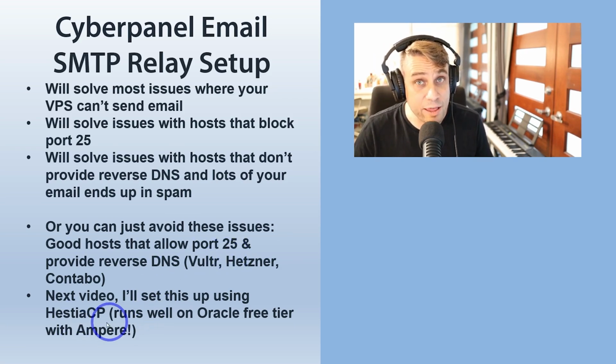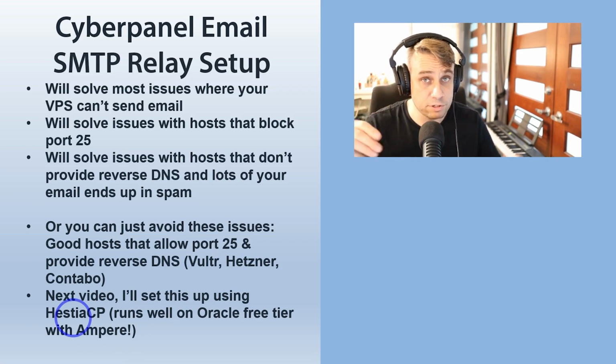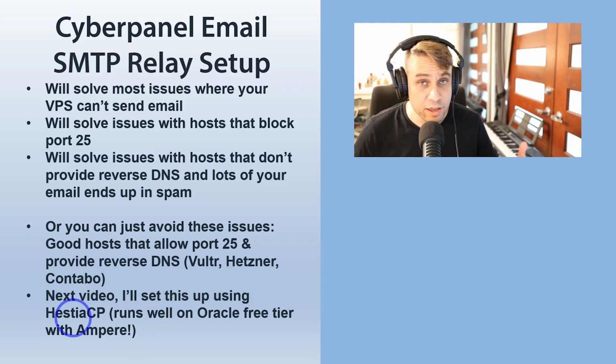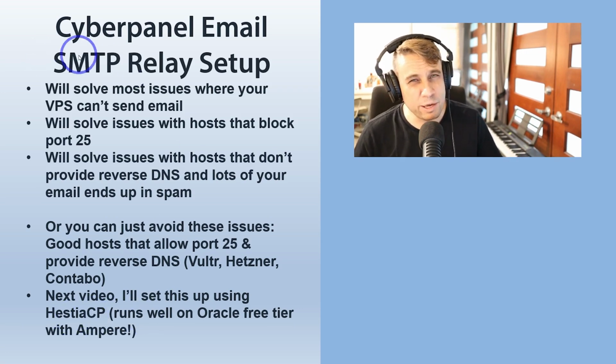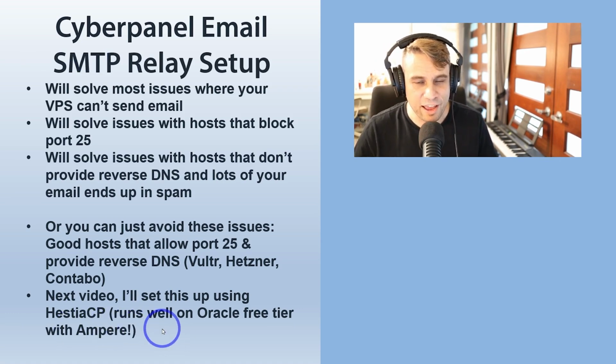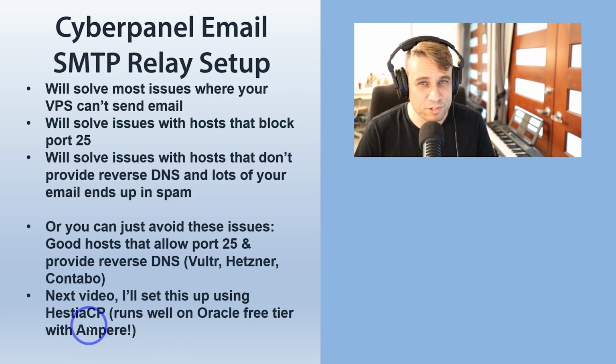And also, I'll add that in my next video, I'll do this using Hestia CP. So Hestia Control Panel works on the Oracle's free tier using Ampere. So you can use your four CPUs, your 24 gigabytes of RAM, all for free using this method. CyberPanel doesn't work on the Ampere processor. So this is a way around that issue. And this is going to be huge. So stay tuned for that video.